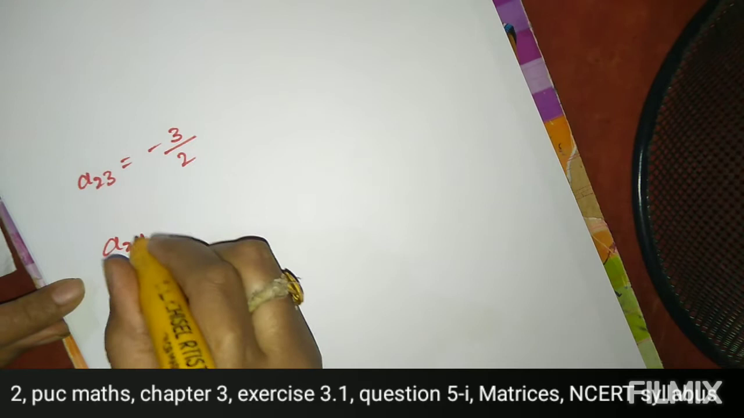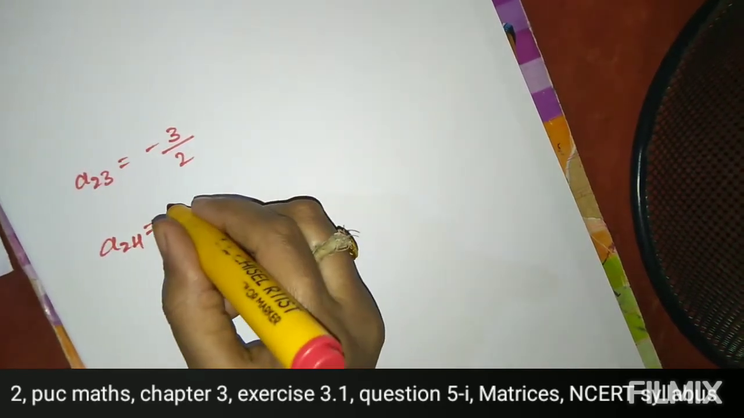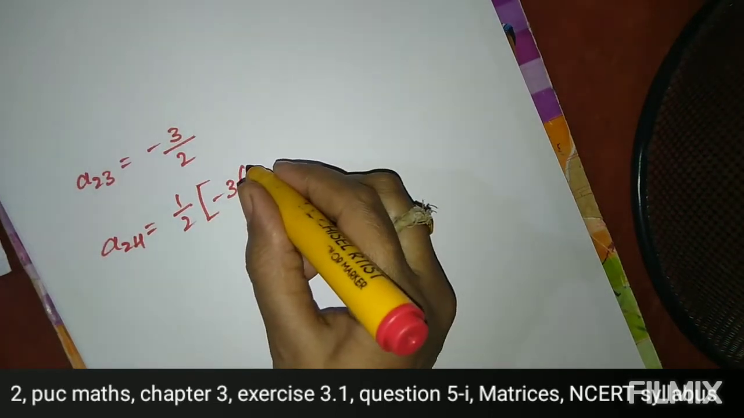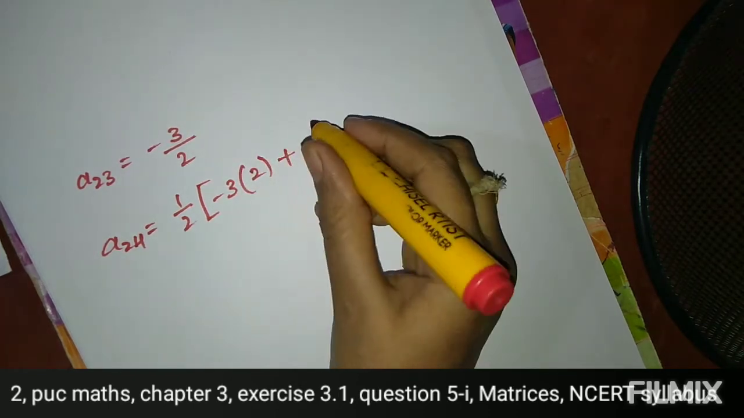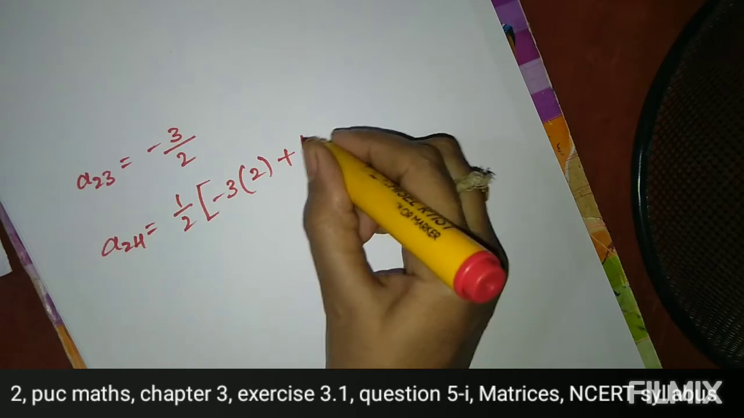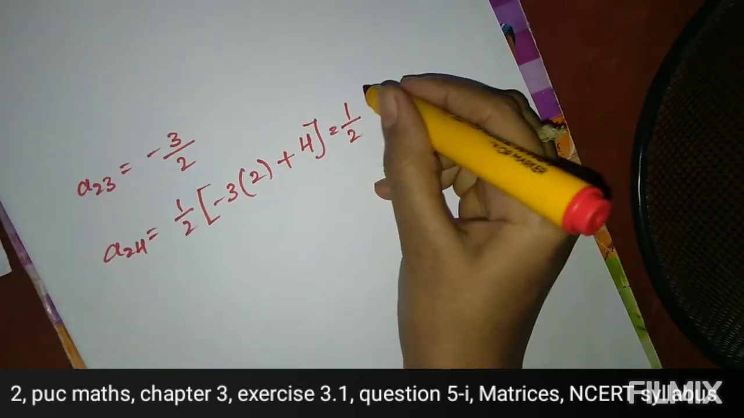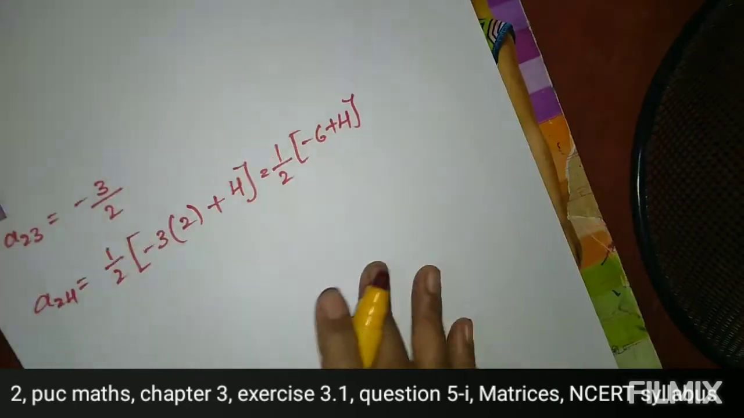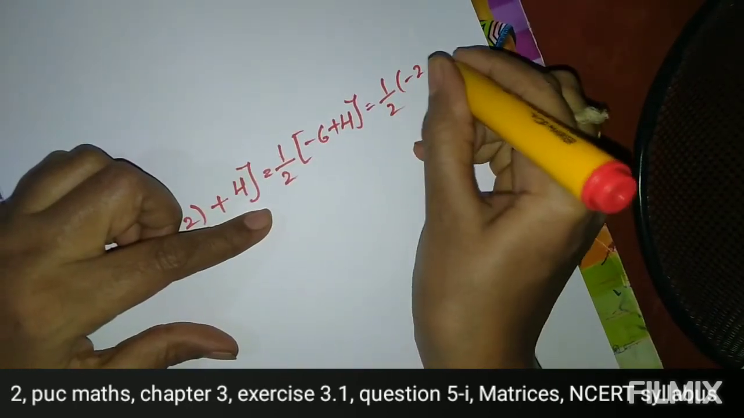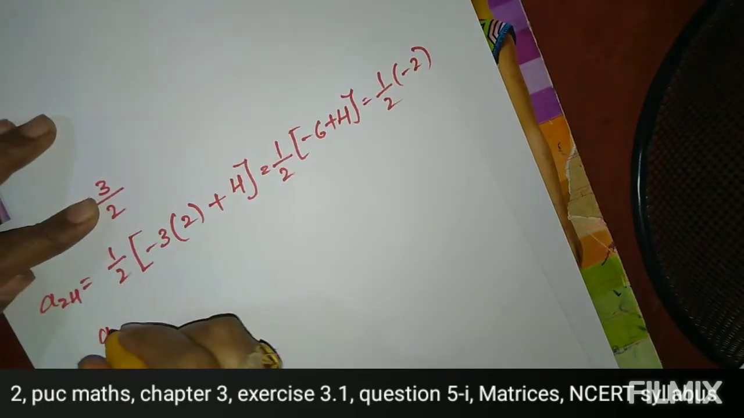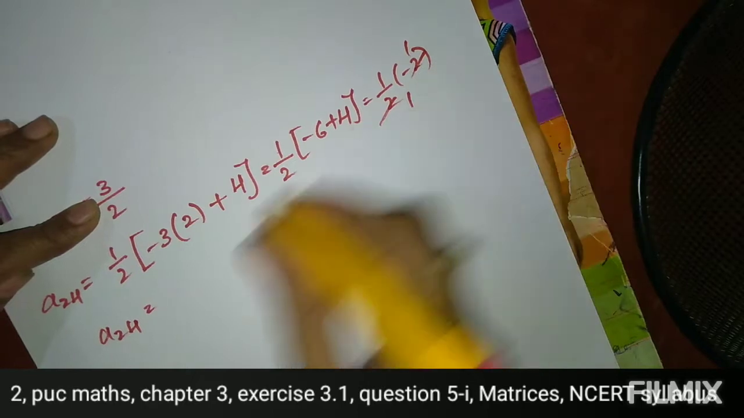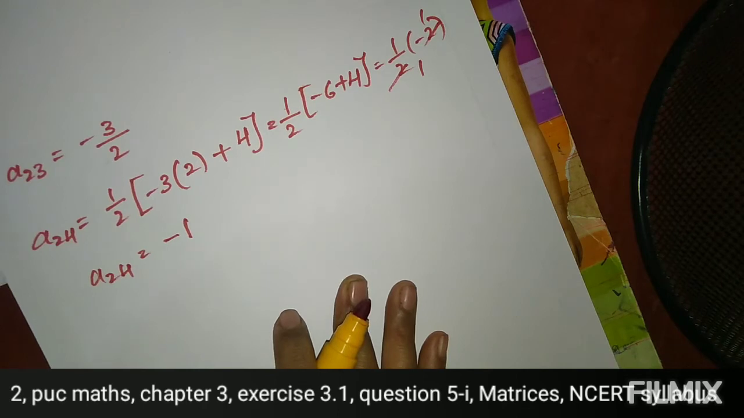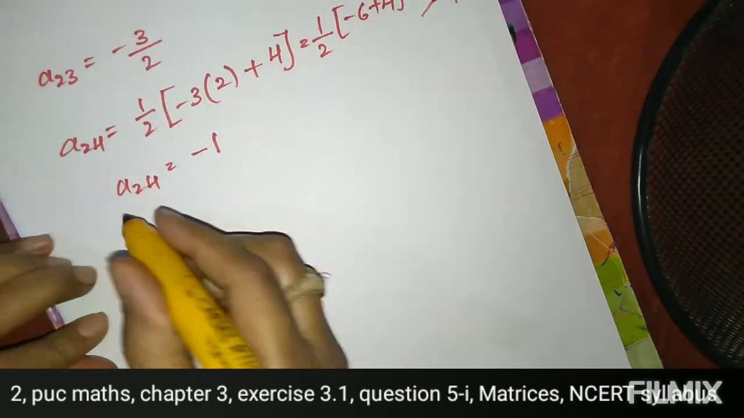And then A24, the formula we write −3 into, A24 is second row plus fourth column, = half into |−6 + 4| = half into 2. And then A24 is 1. A24 is 1. Okay.